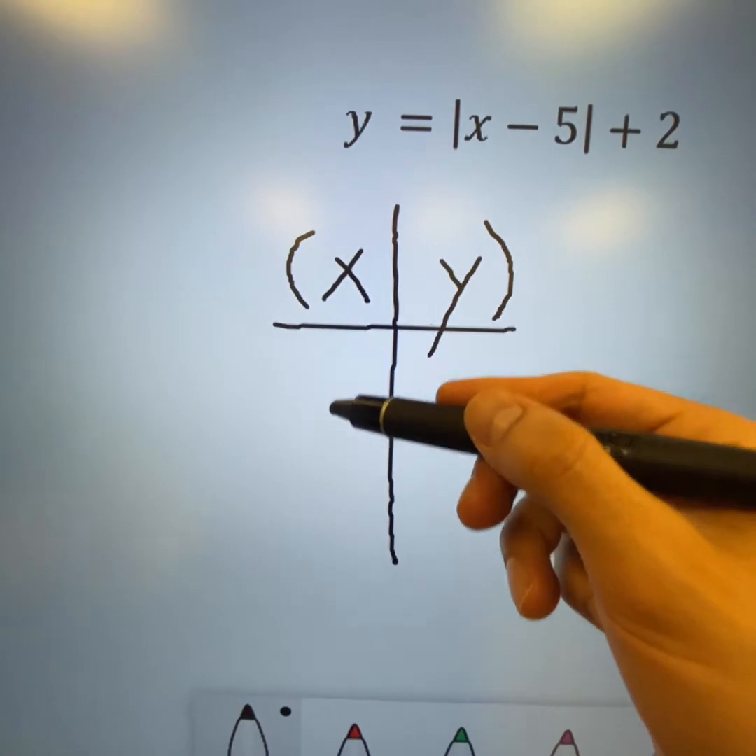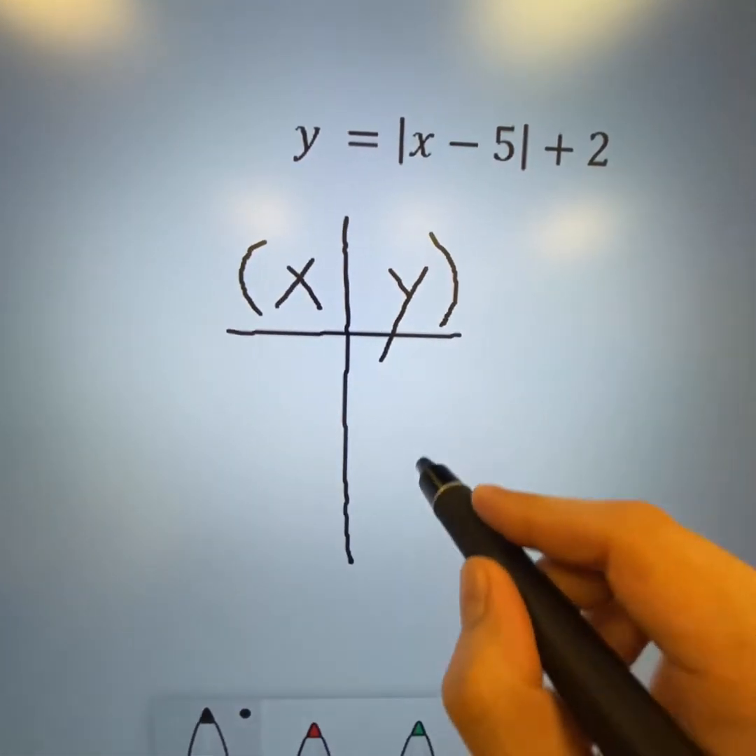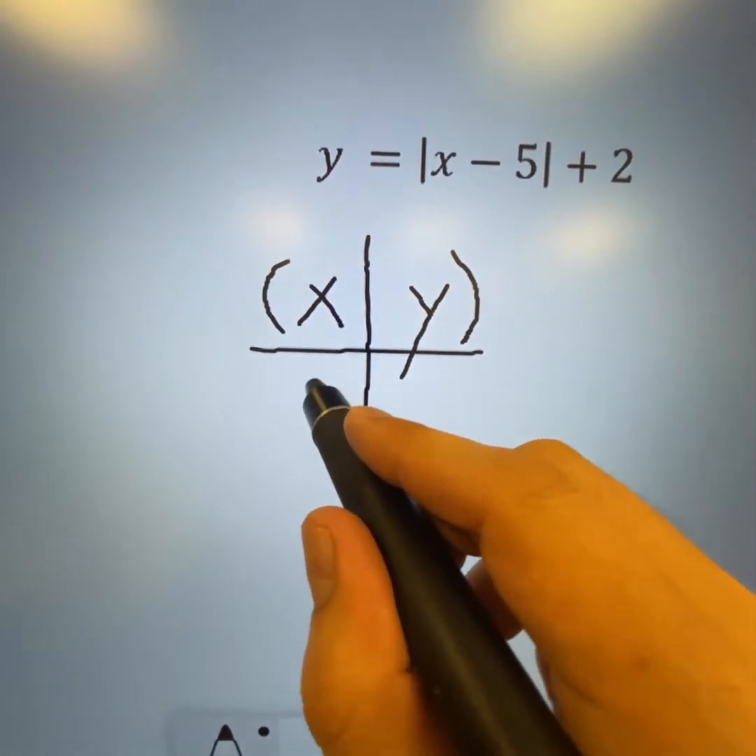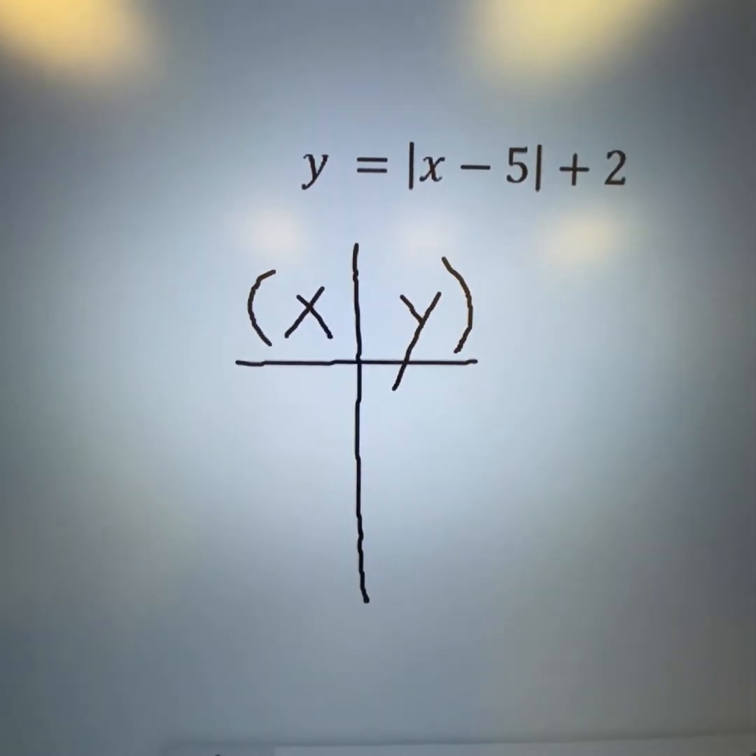And you can make up any numbers you want for your domain, for your X values. And then once you make up those numbers, you just got to figure out what the outputs are. So these are my inputs. Make up at least, in this case, we just need at least 2 inputs. And I'm going to show you why.